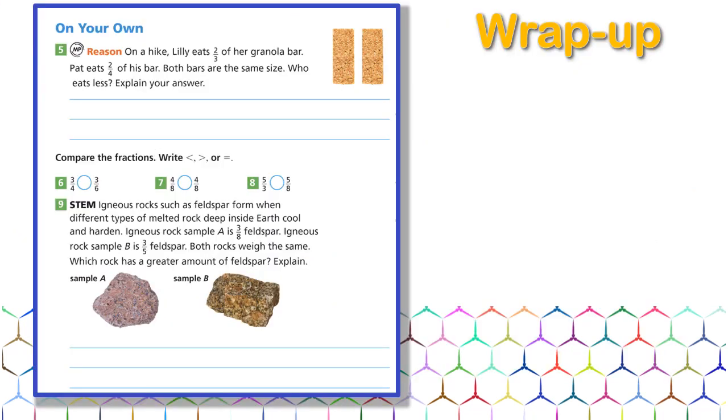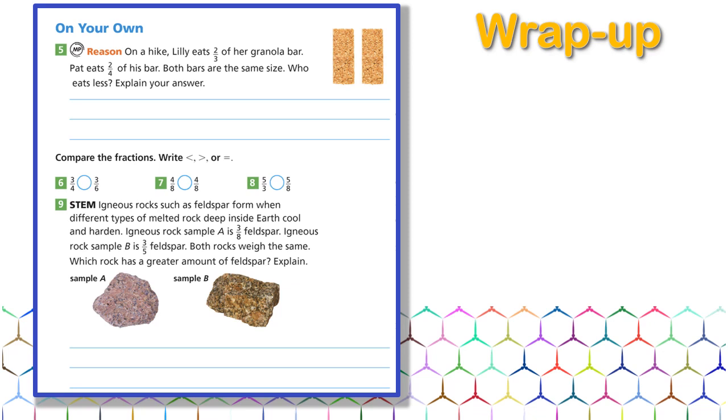Let's finish up on your own. On a hike, Lily eats 2/3 of her granola bar. Pat eats 2/4 of his granola bar. Both bars are the same size. Who eats less? Explain your answer.